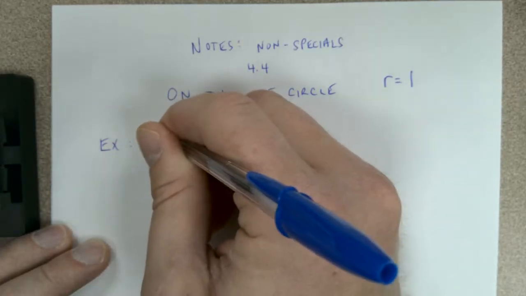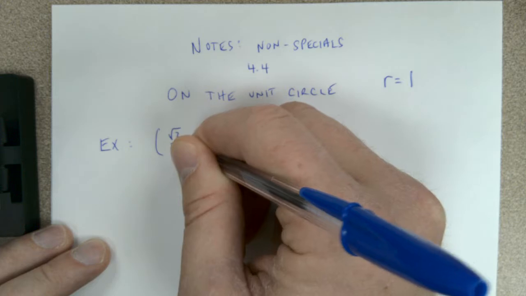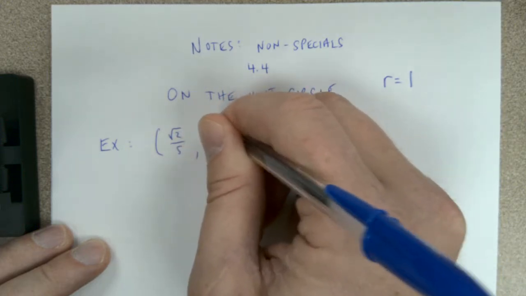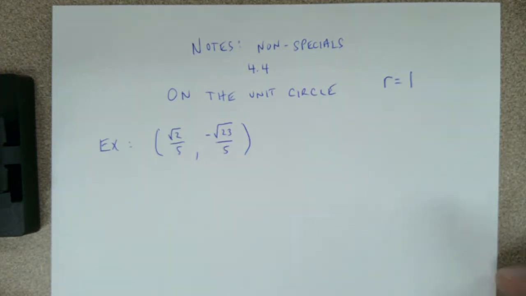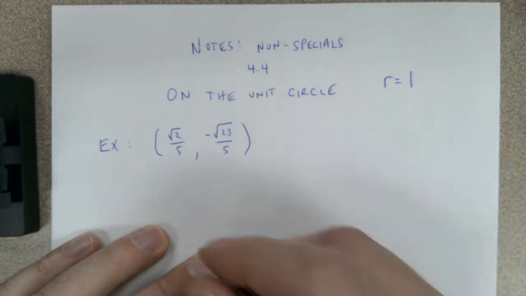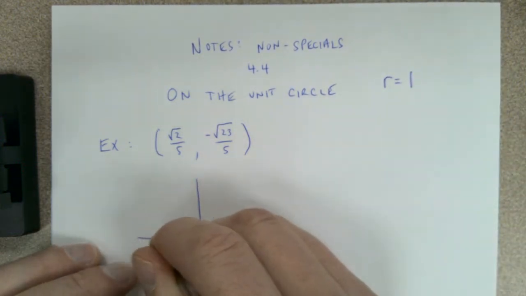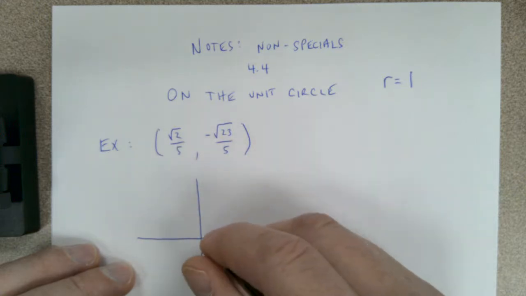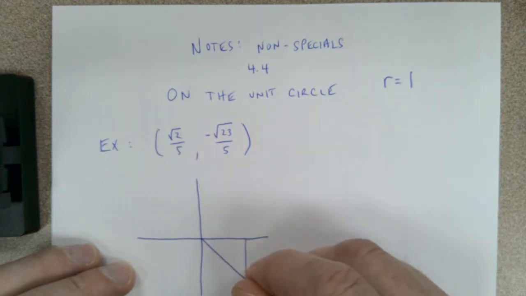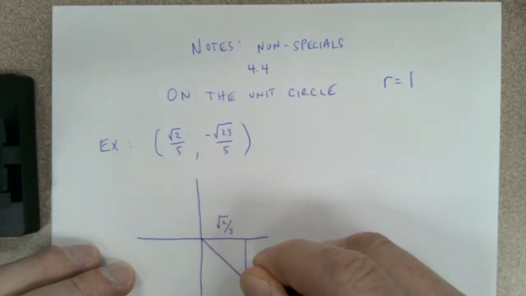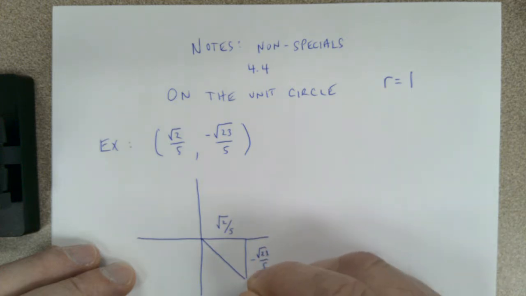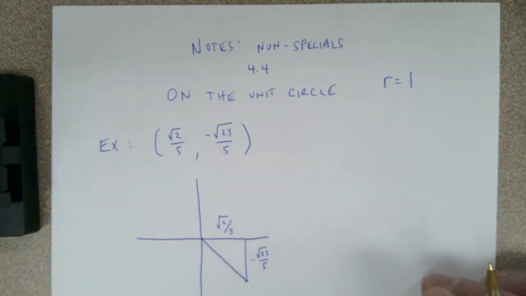We're given the following point: radical 2 over 5, comma, negative radical 23 over 5. Now, the first thing we want to check to determine if it's on the unit circle or not is, when we think about our picture, this particular point is going to be down in the fourth quadrant because our x value is radical 2 over 5 and our y value is negative radical 23 over 5. It's this point down here.